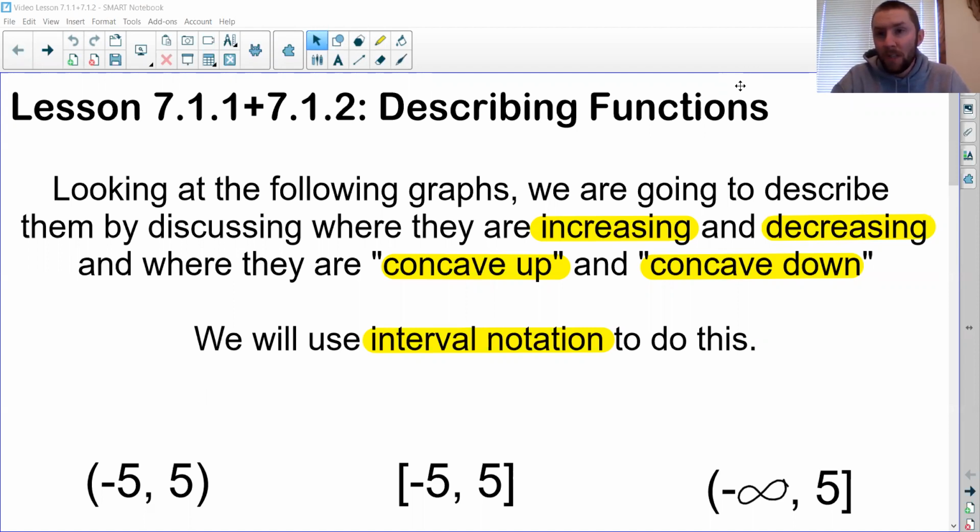We're going to do two sections in this video, 7.11 and 7.12. The reason we're doing that is because 7.11, the first part, I think is very simple. We don't need to spend a lot of time on it. 7.12 is going to take us a little bit more time to work through a couple of problems.